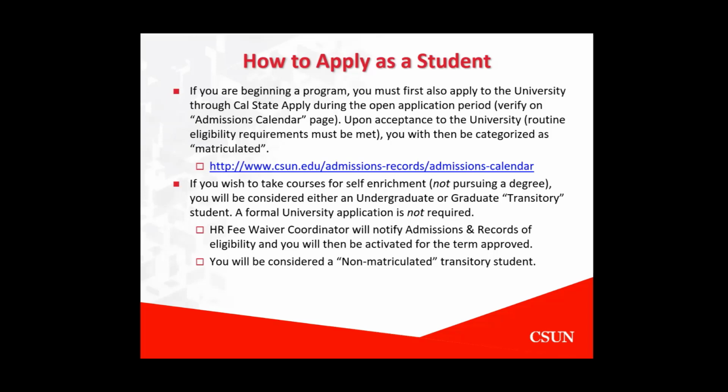But I just wanted to highlight something about that transitory status. If you notice here, the second bullet point, if you wish to take courses for self-enrichment, not pursuing a degree, you'll be considered either undergrad or graduate transitory, and a formal university application is not required. So if you fall into that category, then all you got to do is fill out the fee waiver application. And what happens is Alma will let us know if you are this type of student, a transitory student. And what we do in the background, and why it takes a little bit of time, is we actually have to create an abbreviated application for you. It's not a Cal State Apply application.